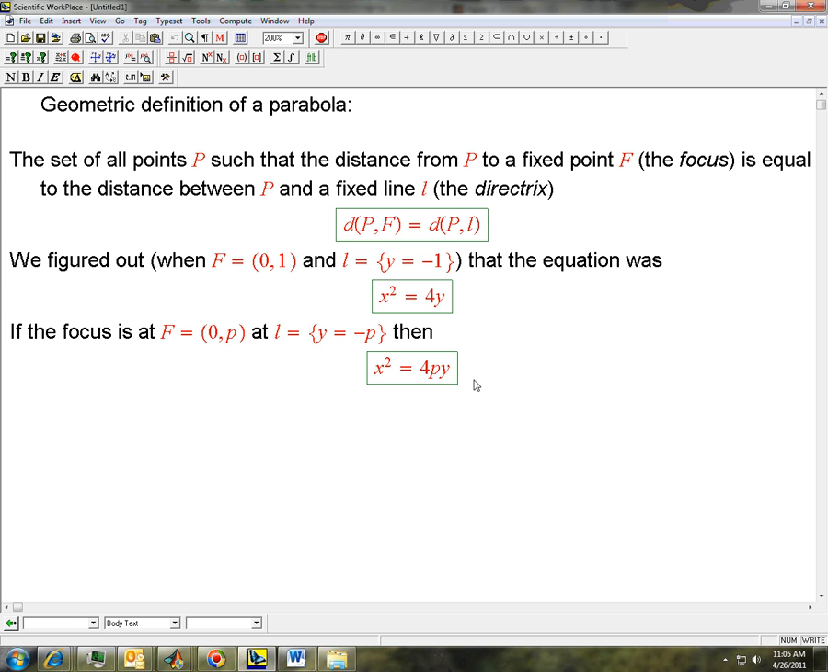And that's going to be a form that we're going to use for the equation of a parabola. It's not going to be utterly crucial for a lot of things, but it's a nice thing that relates the geometry to the algebra. So that's one version of the parabola.